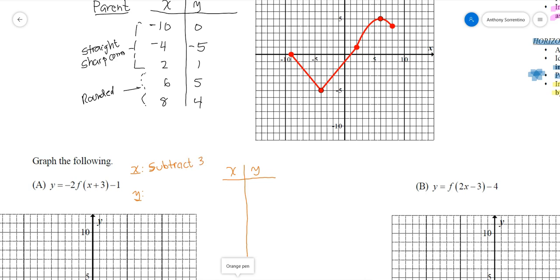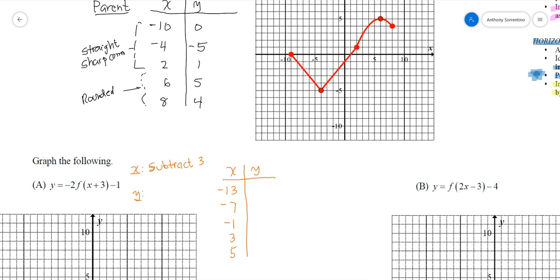So when I go up to my original parent function, each one of those x values are going to be subtracted by 3. There's no other horizontal transformations in here, so I'm safe writing it now. So -13, -7, -1, 3, and 5. So those are going to be my new x coordinates.